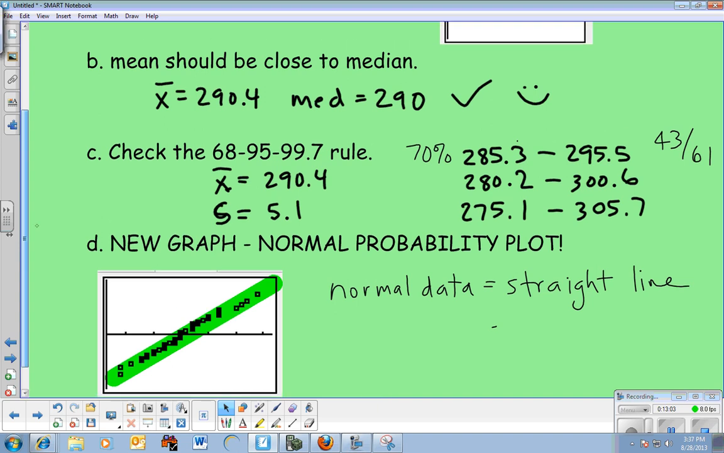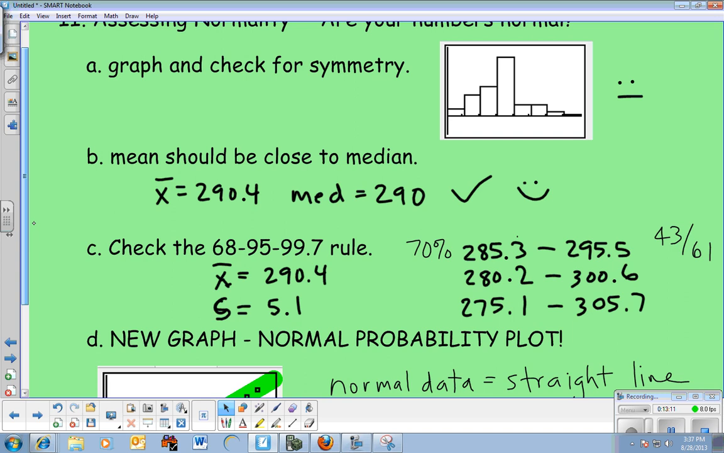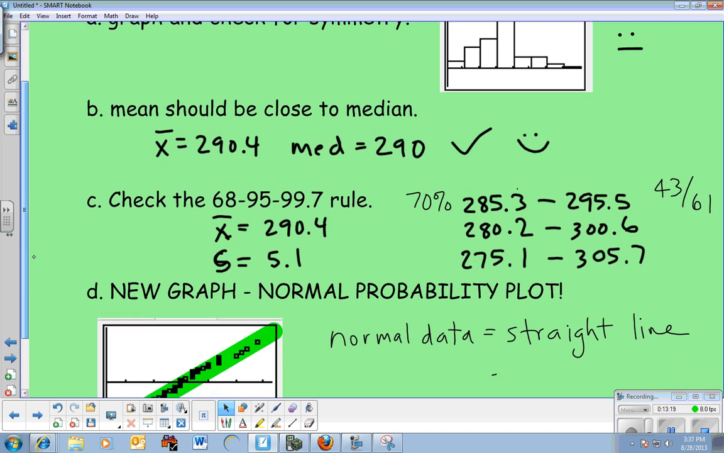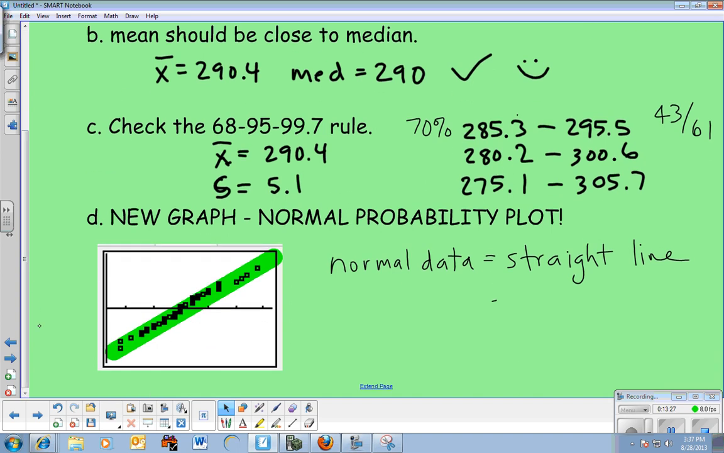All right, to review those four things, we've got a graph that shows some amount of symmetry. It wasn't great, but it was all right. We have a mean and median very close to one another. Remember, if the data were skewed either way, the mean would get pulled quite a bit. We checked the 68, 95, 99.7 rule, at least one step of it, and we can check the rest later. And our normal probability plot formed a pretty straight line. That's about as straight a line as you're going to see on the normal probability plot. We're not going to look behind the scenes at that one too much because that's just going to be time we don't need to spend. You make it, you see if it's straight, and that's that.